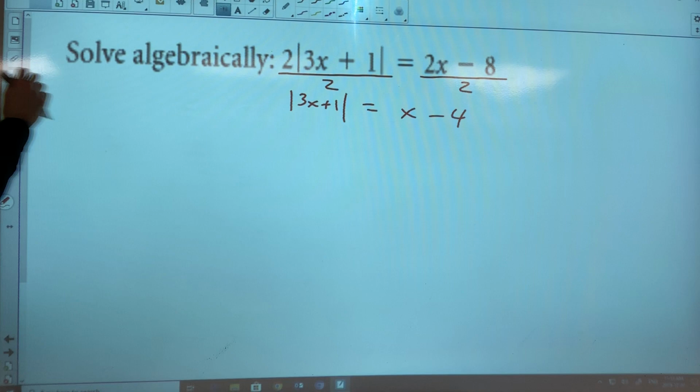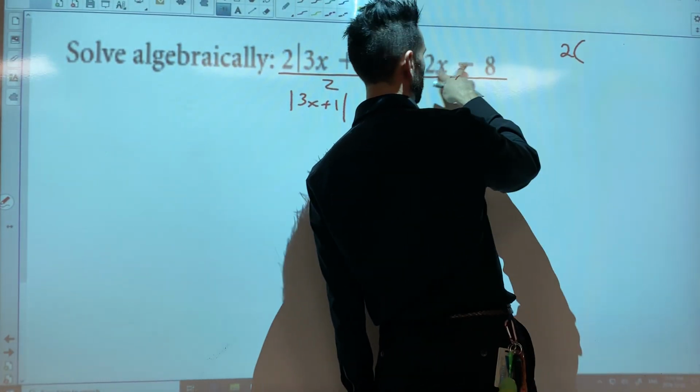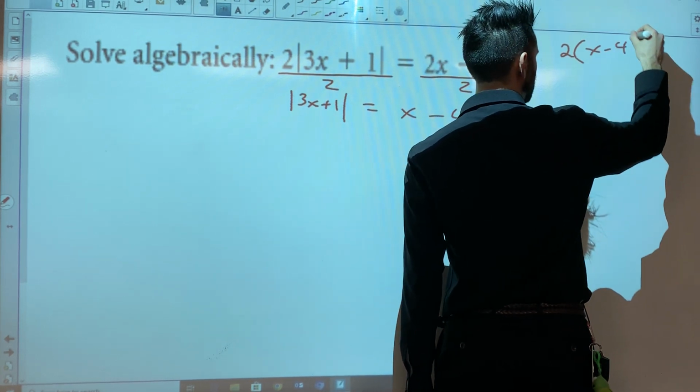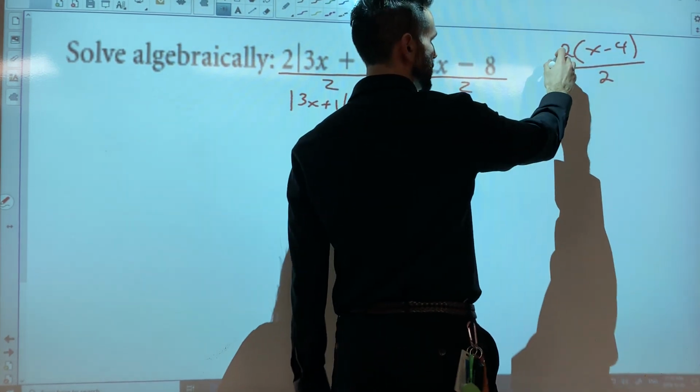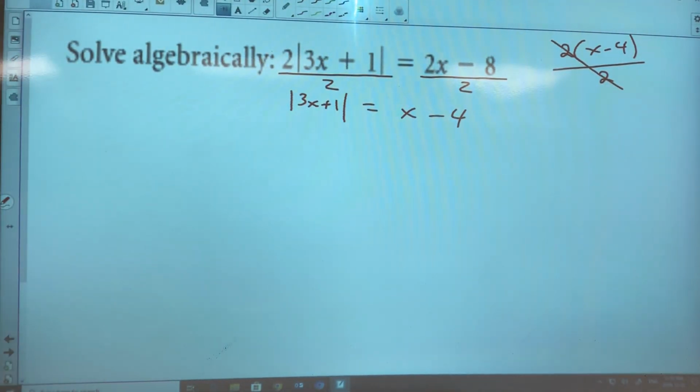I guess another way of thinking about it is you could pull out the greatest common factor. So if you pull out the 2, then you have x minus 4 divided by 2. This 2 is multiplying everything, so 2 divided by 2 is 1, and you get the x minus 4. Alright? Was that our last unit?